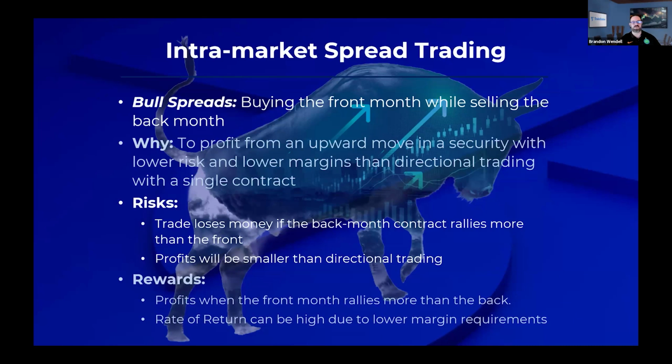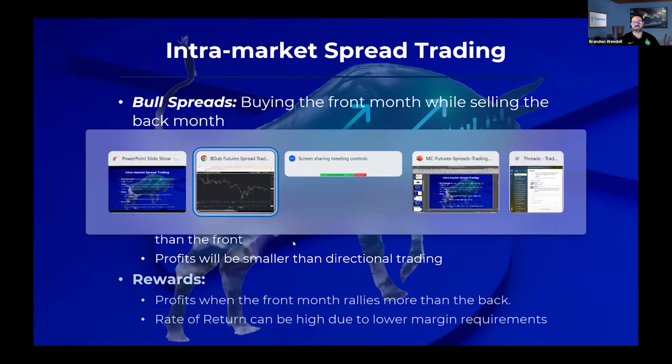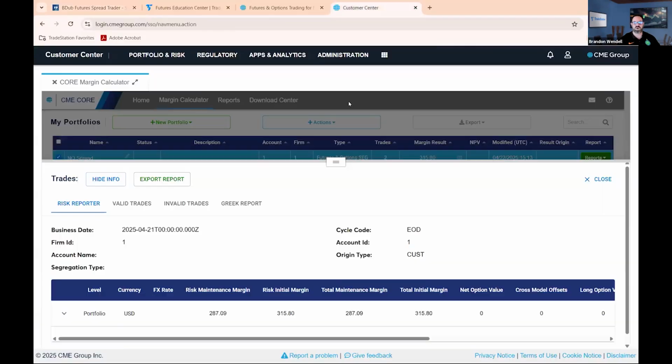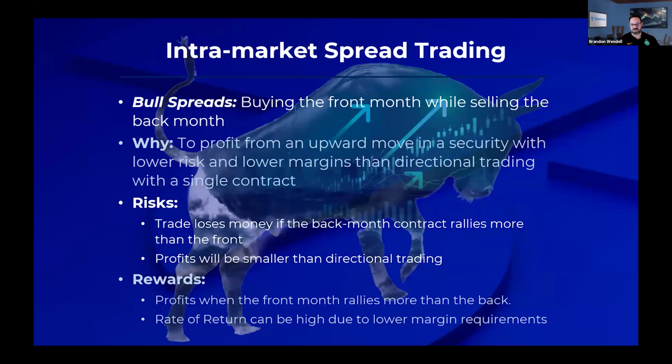But it can make good rates of returns because the margin requirement, as you saw, is so much lower. Our margin requirement, $315 versus $31,000. So we could make decent returns on our risk. The commissions are going to be double. Yes, I mentioned that earlier. Because you're trading more than one contract, you have to pay for each of those contracts. So yes, you'll double the commissions. But the commissions are relatively low anyway for futures.